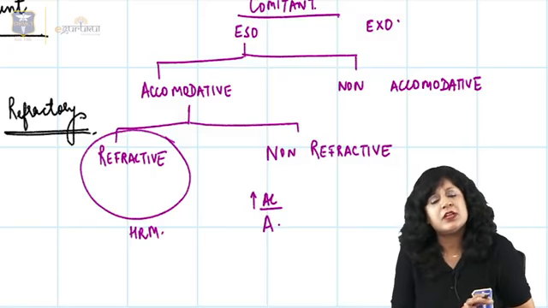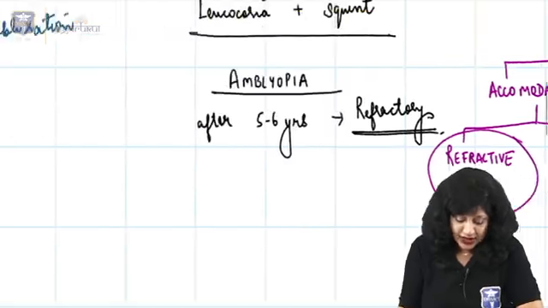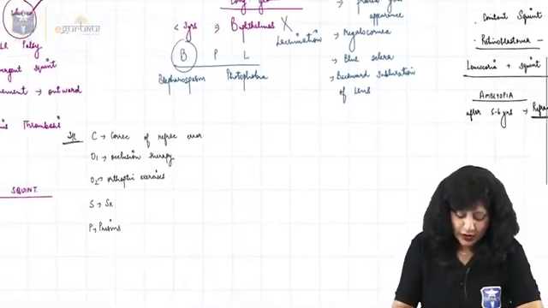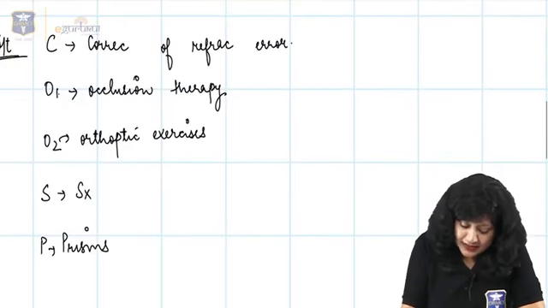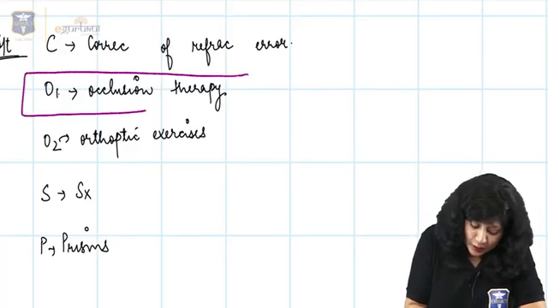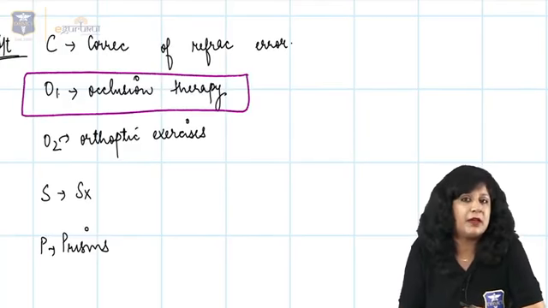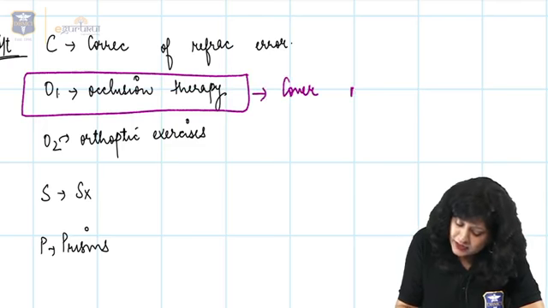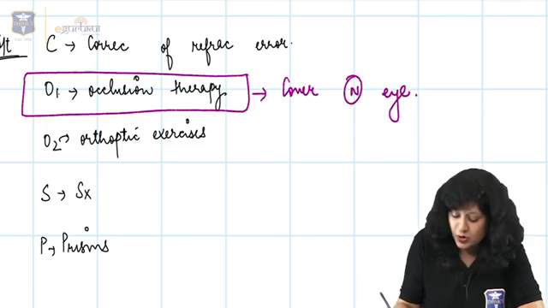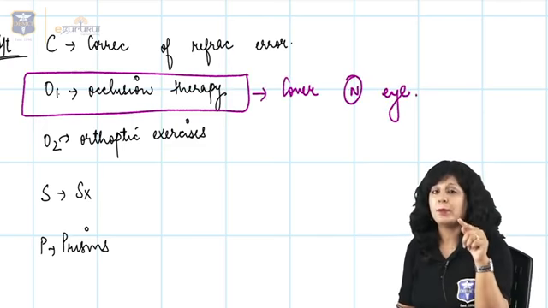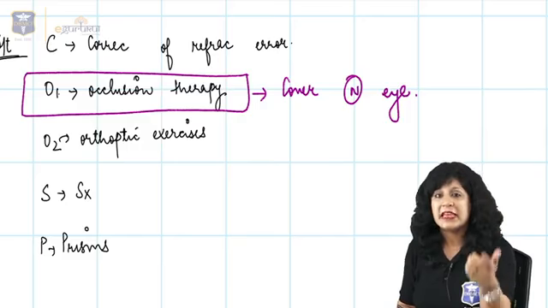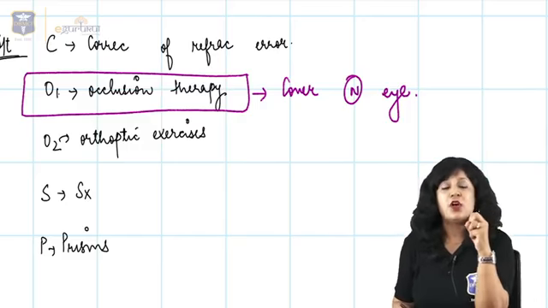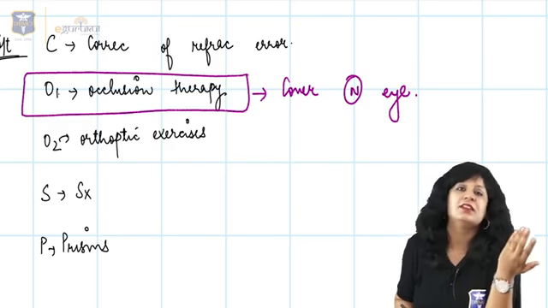So what are you going to do for the amblyopia? Now check the options here. The best thing that we do for amblyopia is occlusion therapy. What is this occlusion therapy? Here you cover the normal eye. For occlusion therapy, we cover the normal eye. Our aim is to stimulate the squint eye to see, so that it is forced to fix. So how can you do it? By covering the normal eye.